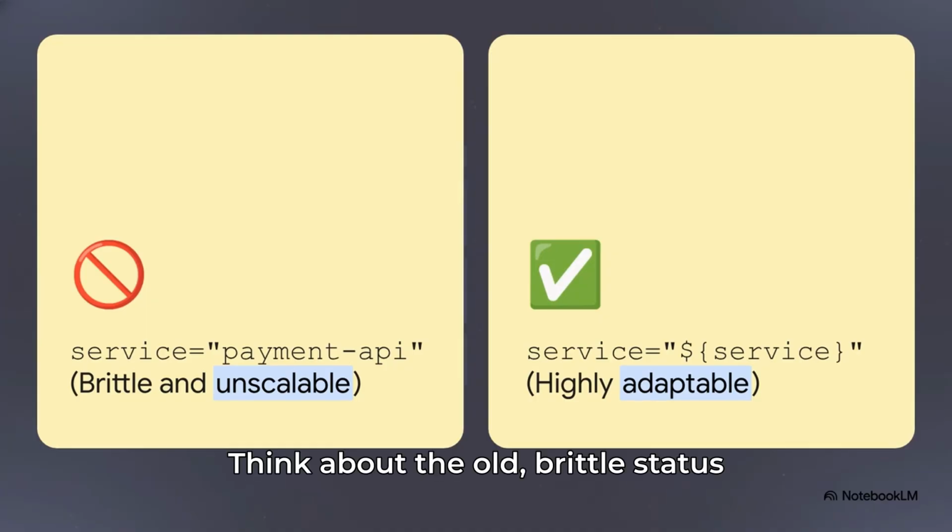Think about the old, brittle status quo of hard-coding the service name and compare it with this new, highly adaptable way. Instead of locking a panel completely down to service equals payment API, you use service equals ${service}. Because of that one little change, one single query string can now dynamically monitor literally any service in your entire infrastructure. You never need to build a new dashboard again just for a new service.